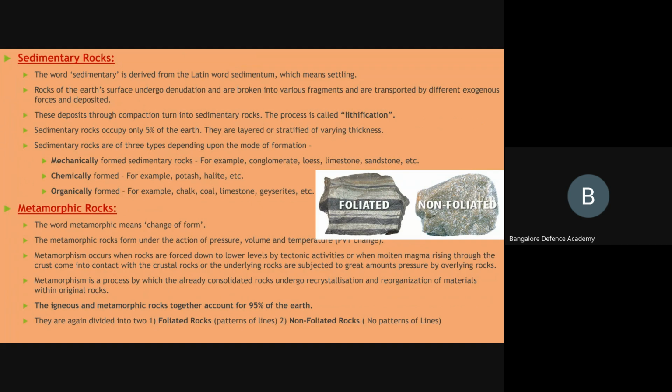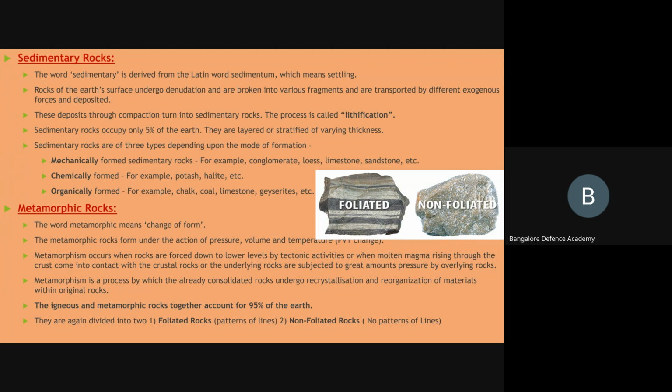The next one is called sedimentary rock. Sedimentary comes from sedimentum, which means the sediments settle down. After that, some pressure and temperature is applied on that, which converts it into sedimentary rock. Sedimentary rock does not have much strength because its density is very low, but igneous rock has a higher density.